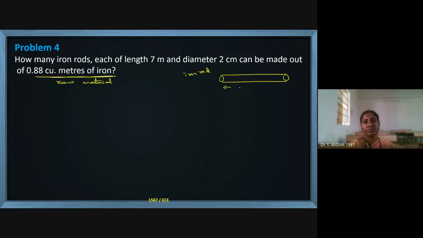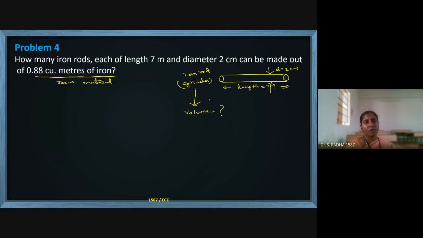You will have length 7 meter, and diameter means this complete is diameter, d equal to 2 centimeters. Okay, this is like a cylinder. We are having raw material iron. If you find volume of the cylinder, you know how much iron is required for building this one single iron rod. So how many such iron rods can be built?